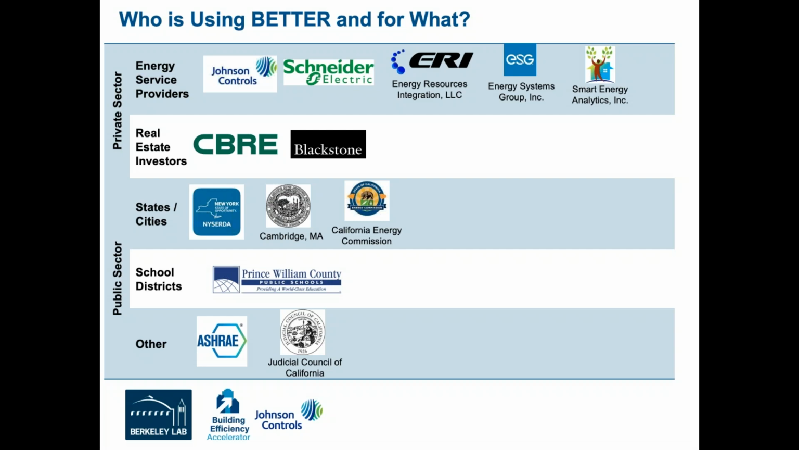A number of cities and states, you can see, school districts. We're really excited for the work we're doing with the Prince William County Public School District in Virginia. They've taken an ambitious lead to assess opportunities for energy efficiency improvement across 63 elementary schools in their portfolio, and also partnerships with ASHRAE and the Judicial Council of California.